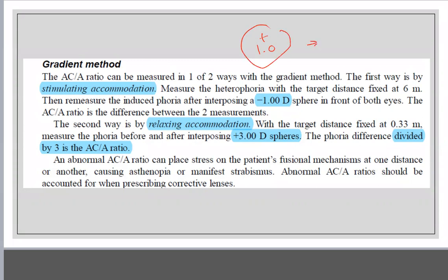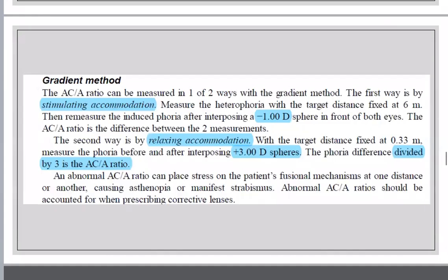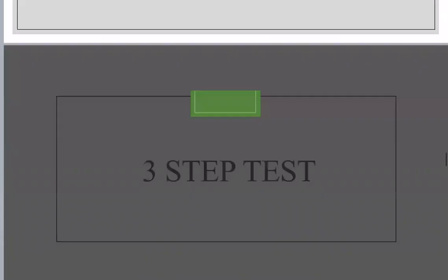Okay, this accommodation will result in what? Will result in convergence, and this convergence will be directly the AC/A ratio. So if I'm telling you to look at distance and I'm putting -1, you'll accommodate by +1, and this +1 accommodation will be accompanied by convergence. The amount of convergence will be, for example, 5 prism diopters, so your AC/A ratio is 5 to 1.